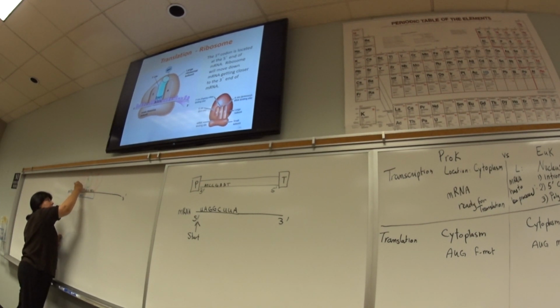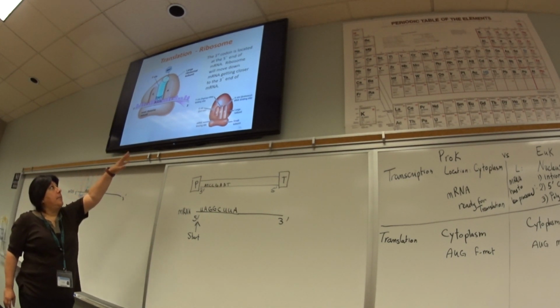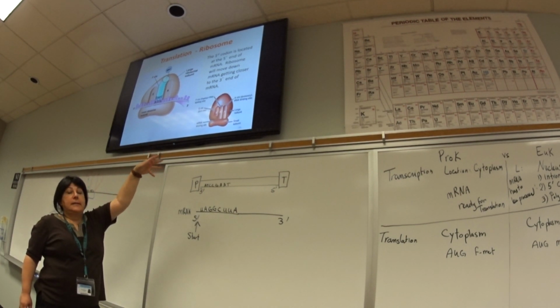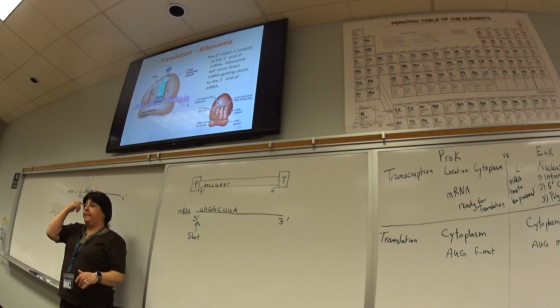And the third chamber is called E. P, think of it as primary. That's not the name of it. It's actually, P site is peptidyl tRNA binding site. A is aminoacyl tRNA binding site. But don't worry about it. Just know it as P, A, and E.